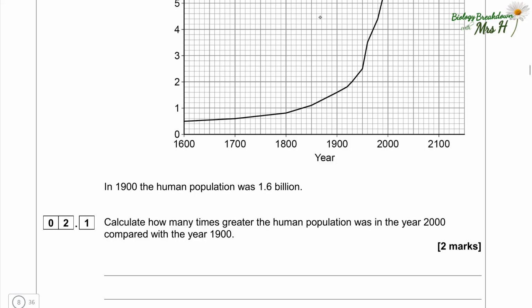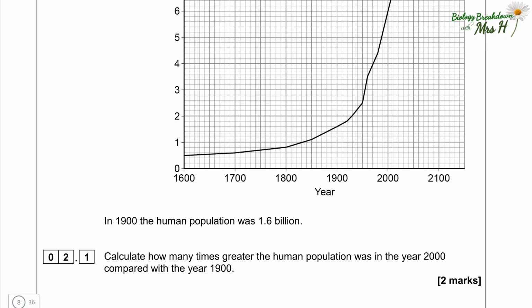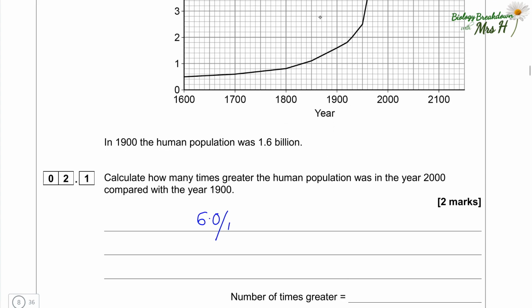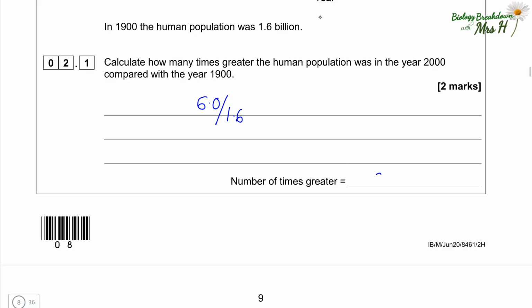Calculate how many times greater the human population was in the year 2000 compared with the year 1900. So if we go to the year 2000, then we can see that there were 6 billion people in the year 2000, and compare that with 1.6 billion, or how many times 1.6 goes into 6. So the human population was 3.75 times greater in 2000 than it was in 1900.